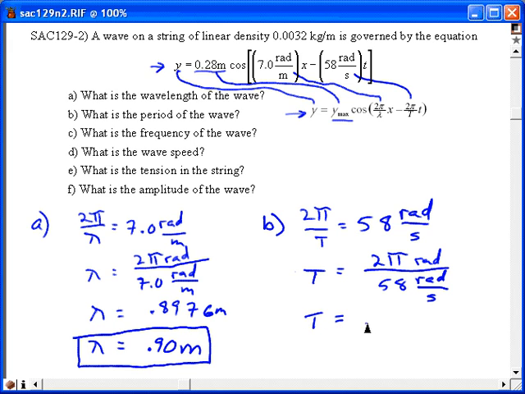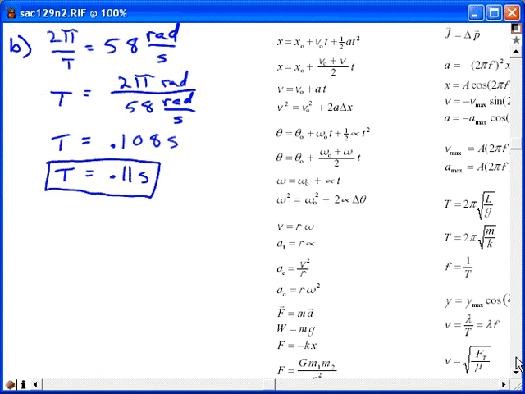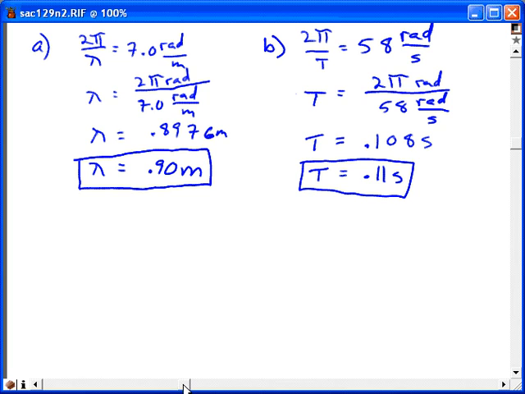At any rate, T turns out to be 0.108 seconds, to too many sig figs, so round that off to 0.11 seconds to 2 sig figs. Alright, next I want to know the frequency of the wave. The frequency is given on your formula sheet as 1 over T right here. And we'll go ahead and use that. So part B, sorry, we're up to C.